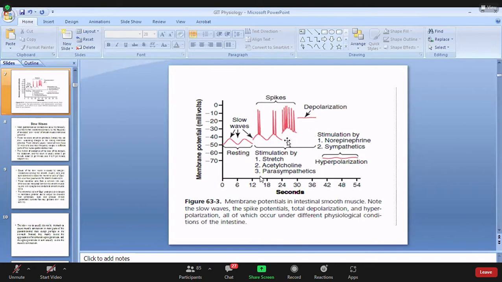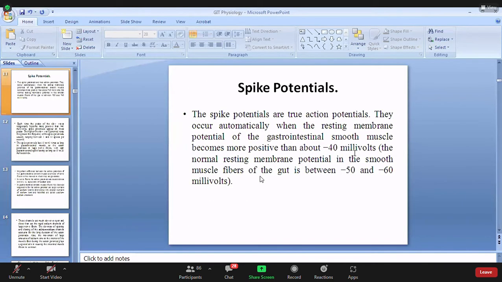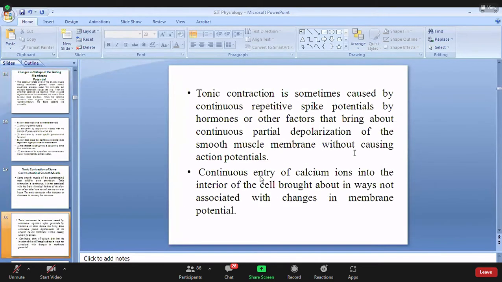And on the other hand, hyperpolarization means the nerve fiber becomes more negative than the resting stage. That is, its excitation is lost, and it becomes less excitable. This is due to the contribution by the norepinephrine and sympathetic stimulation.